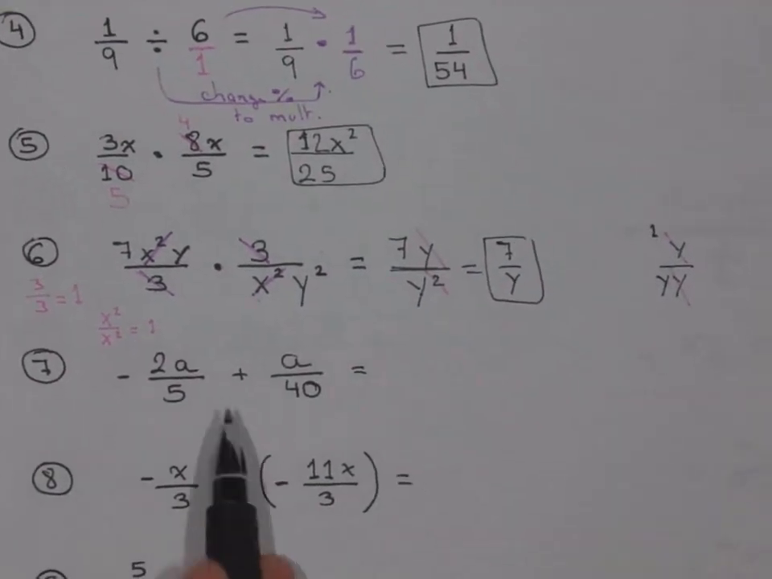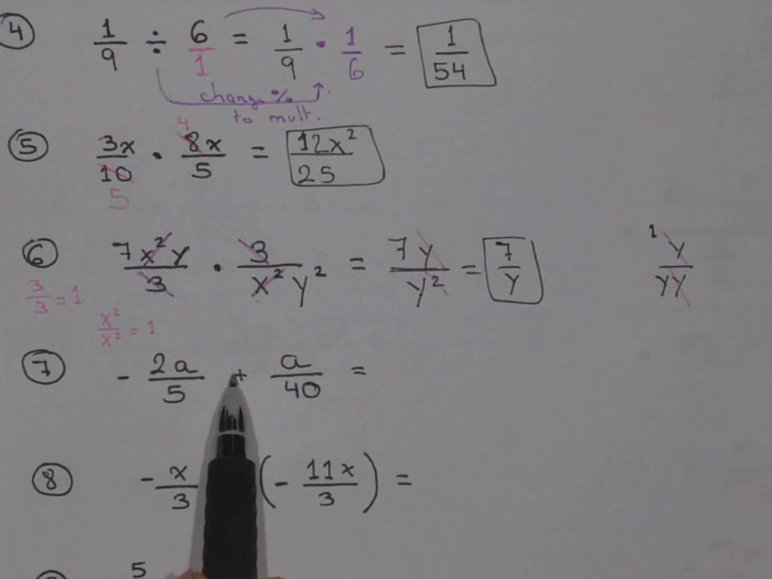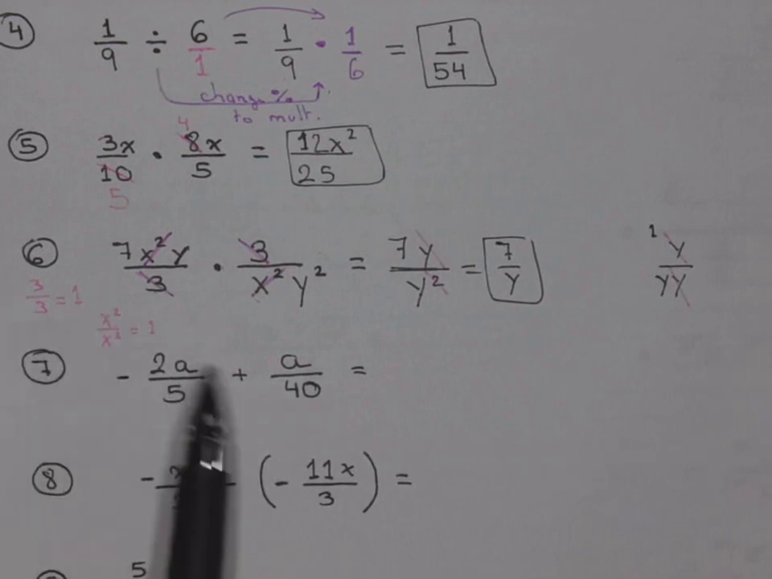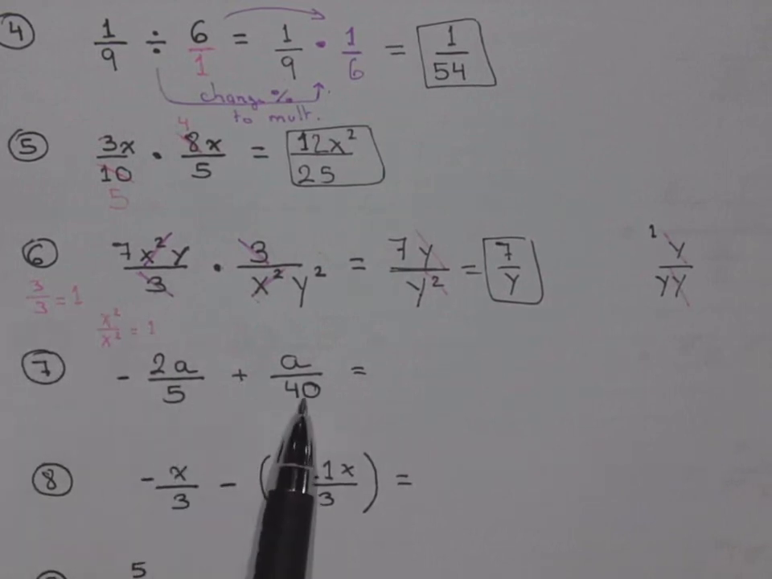Number 7. 7 is an addition, so attention, right? We have to be careful with those signs because we're adding. I need a common denominator.